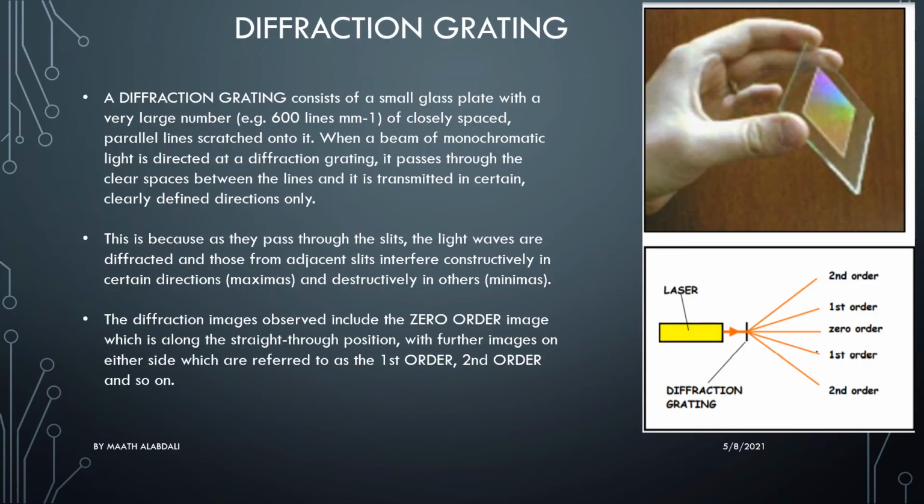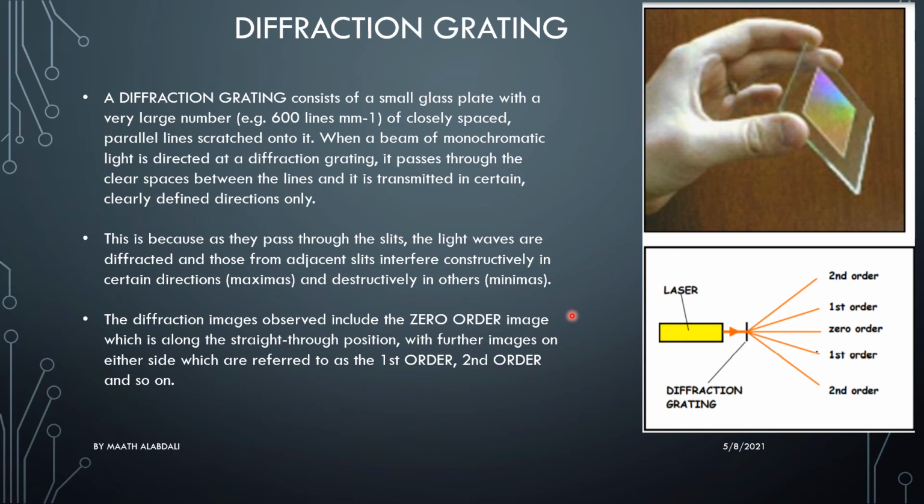Now, diffraction grating. A diffraction grating consists of a small glass plate with a very large number of closely spaced parallel lines scratched onto it. When a beam of monochromatic light is directed at a diffraction grating, it passes through the clear spaces between the lines and is transmitted in certain clearly defined directions only. So they're only transmitted in specific directions, which are the orders here.